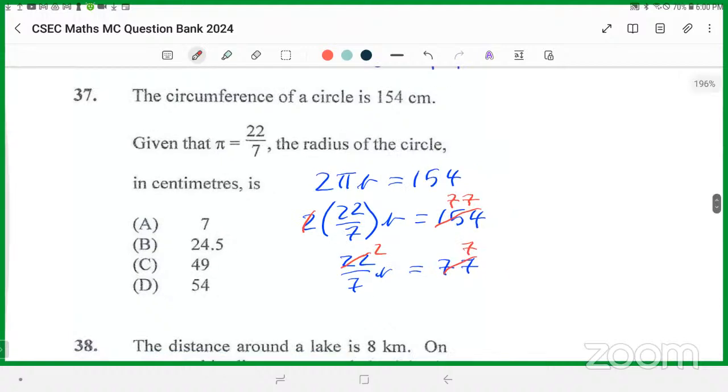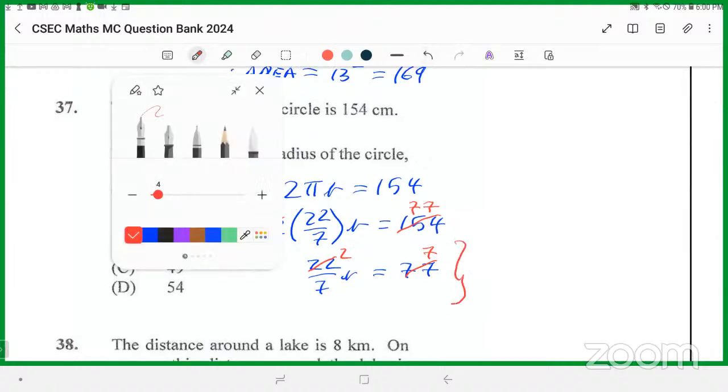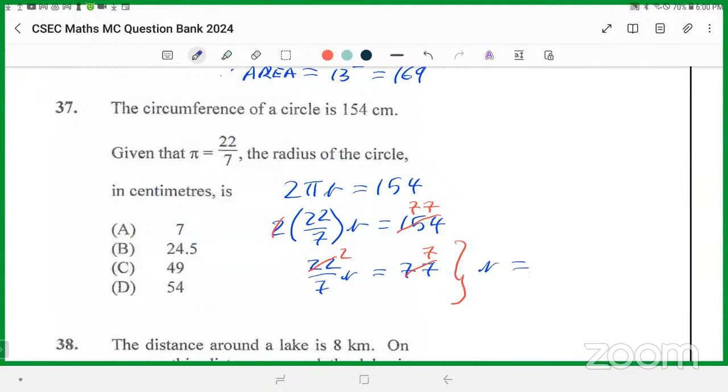If I divide by 11 on both sides, this becomes 2, this becomes 7. And from that, now if I want to find the r, you multiply up the 7, I get 7 times 7 over 2, which is 49 over 2. So it's something with a half in it. This is the only answer with a half in it: 24 and a half. That is it. Simplify it down. That's just it.